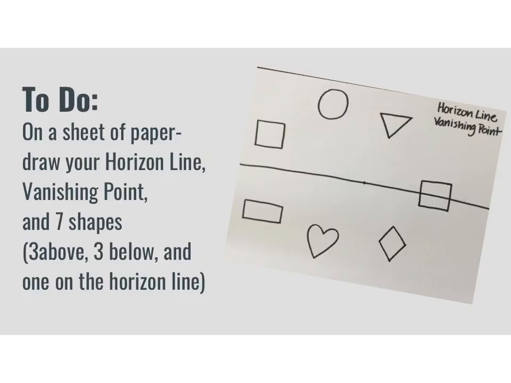Your to-do list today is, on a sheet of paper, draw a horizon line, a vanishing point, and 7 shapes. 3 of those shapes should be above the horizon line, 3 below, and then 1 of them is on the horizon line. Make sure that you have started writing the vocabulary somewhere on your paper because tomorrow we're going to add more vocabulary words to it, and we need you to know these words because they are the words we'll be using for the rest of this project, and we want to make sure that you know what we're talking about when we are saying these words.